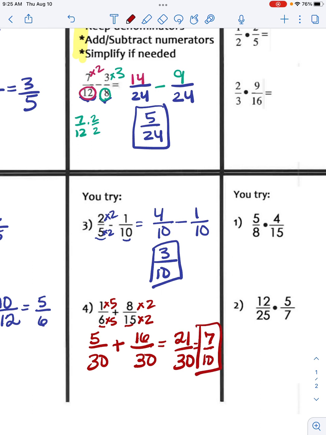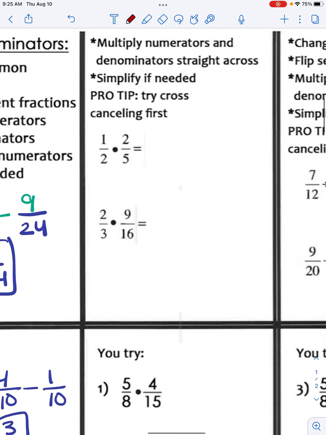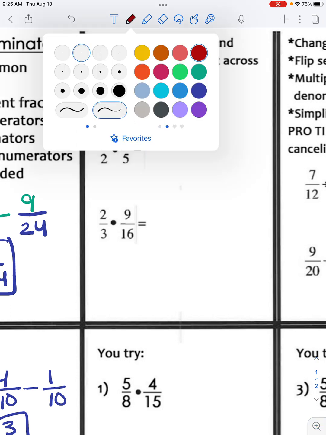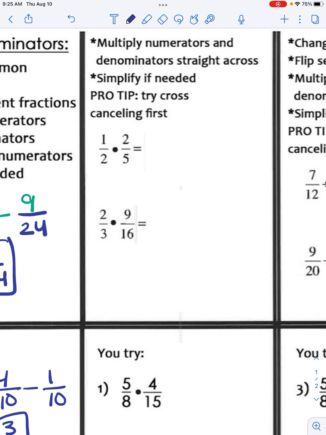All right, great. Let's move on to multiplying. Multiplying, I feel like, is almost, well, the common denominators with adding and subtracting is pretty easy too, but multiplying is just, you don't need common denominators. You don't need common denominators for multiplying or dividing, which makes it a little bit easier than the adding and subtracting.